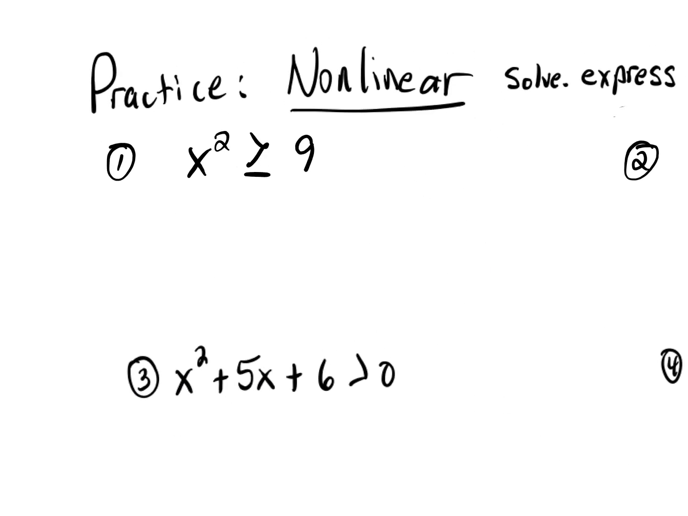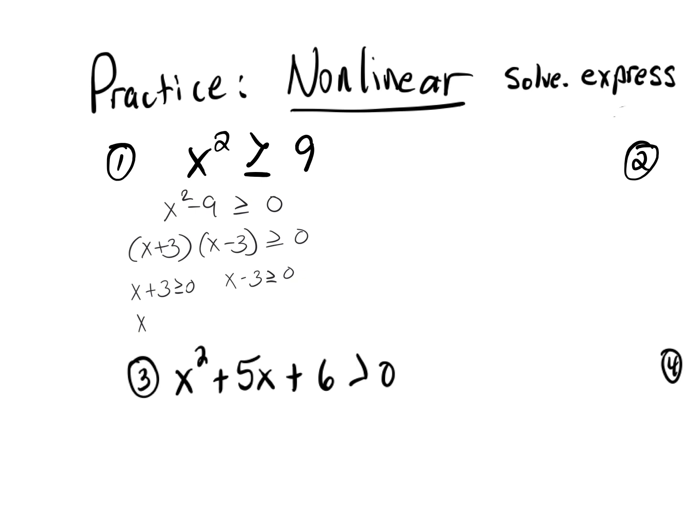All right, for this one, I'm going to start number 1. We get x squared minus 9 is greater than or equal to 0. That is x plus 3, x minus 3 is greater than or equal to 0. So we get that x plus 3 is greater than or equal to 0, x minus 3 is greater than or equal to 0. So we get that here x is greater than or equal to negative 3, x is greater than or equal to 3. So we have here negative 3, 3.